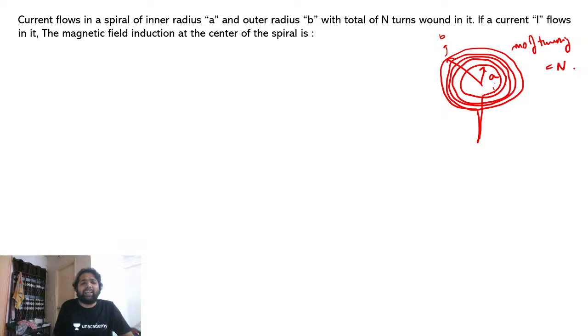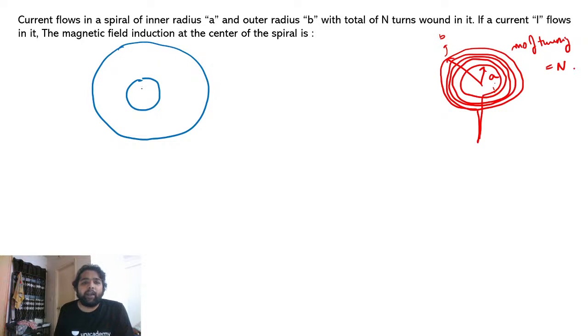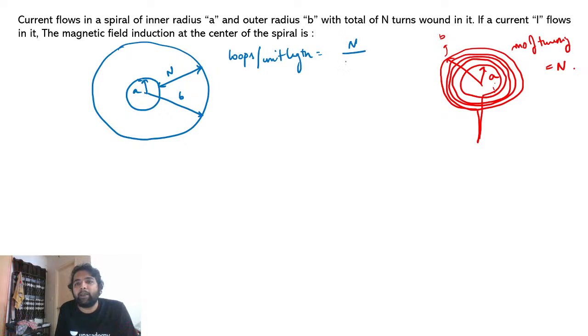So we'll take out an individual loop and we'll start solving. One thing we know, if you imagine the whole thing like a loop like this, the number of loops here is n. And this inner radius is A and the outer radius is B. So what can we say? Loops per unit length will be equal to n by B minus A.